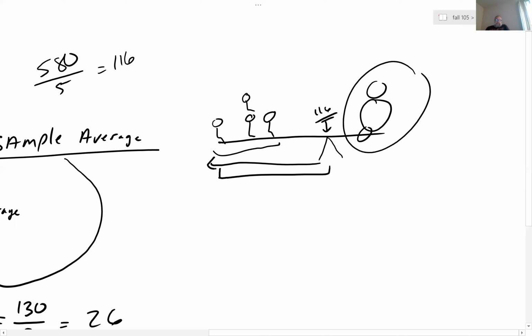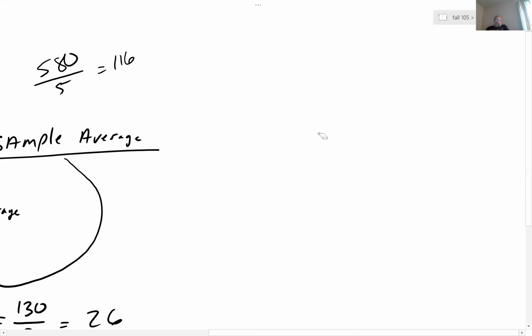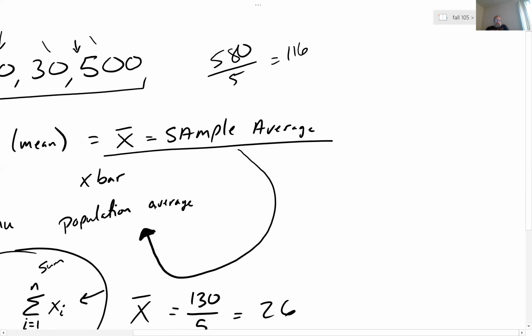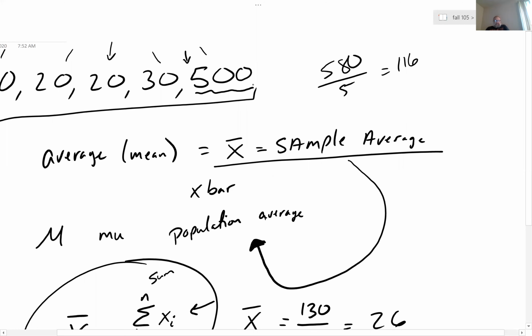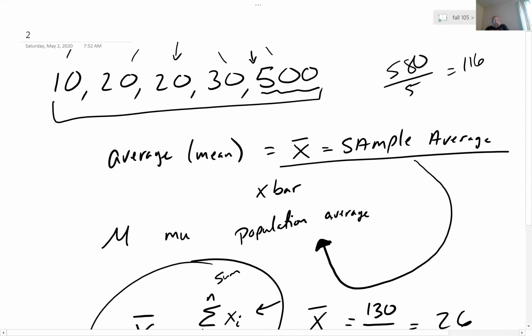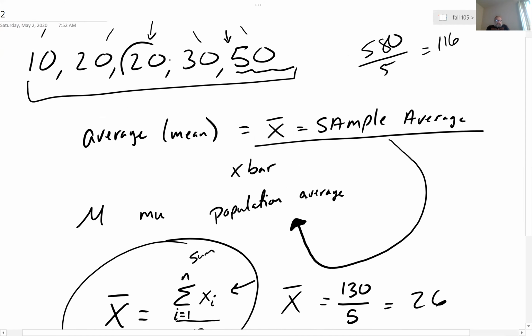Okay, so the thing to remember about the average is it is greatly skewed by weirdos. This number here does not belong in this data set. That's just weird. If these were the weights of 4-month-olds, 10, 20, 30 pounders, and then a 500 pounder, that doesn't belong. That's weird. Okay. But the median is not skewed by that at all.